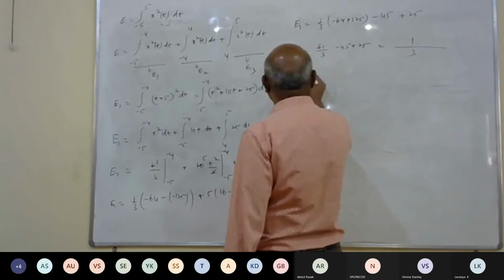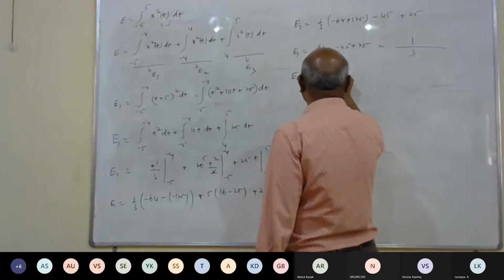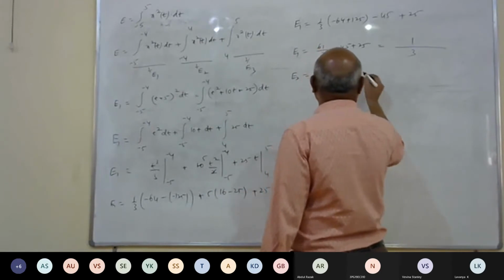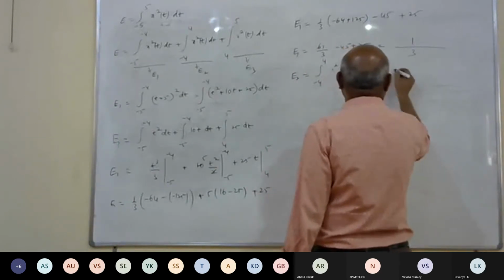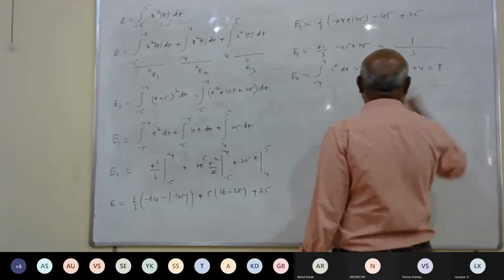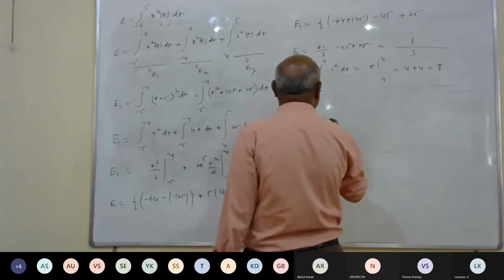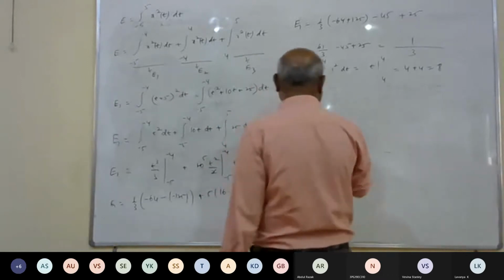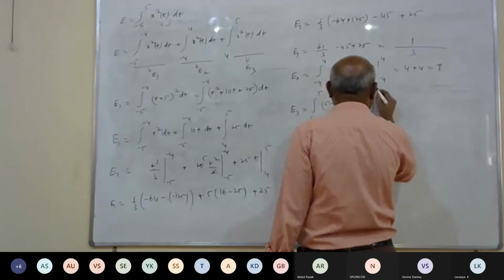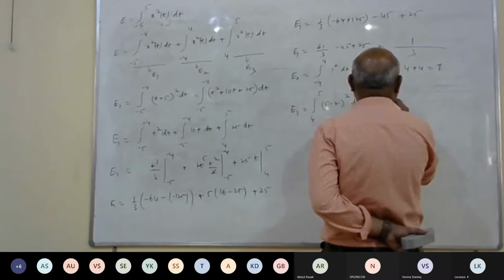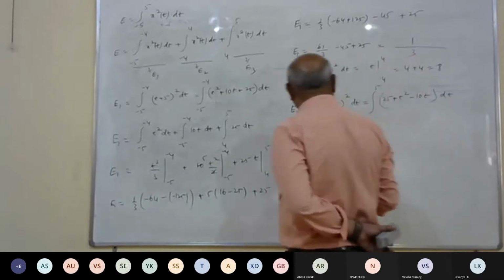Similarly, the E2 value is the integration from -4 to +4 of x square of t, where x of t is 1 here, so 1 square is 1, into dt. The integration of 1 is t, so the answer is 4 minus of -4, which is 8. E3 value: integration from 4 to 5 of x square of t, where it is 5 minus t, whole square, dt. That is the integration from 4 to 5 of 25 plus t square minus 10t dt. Calculate its energy.